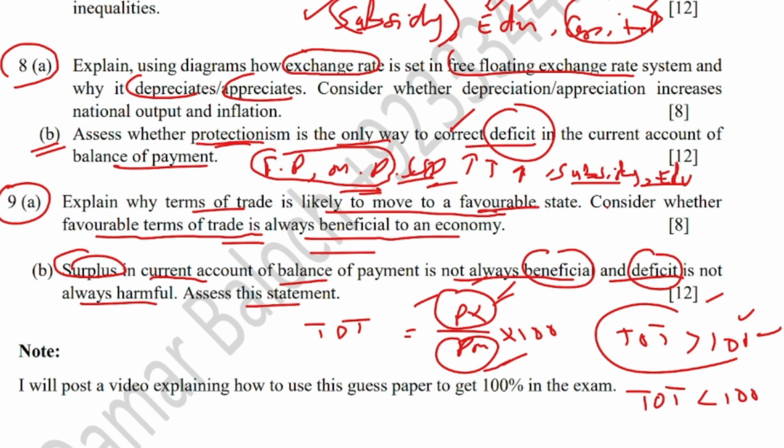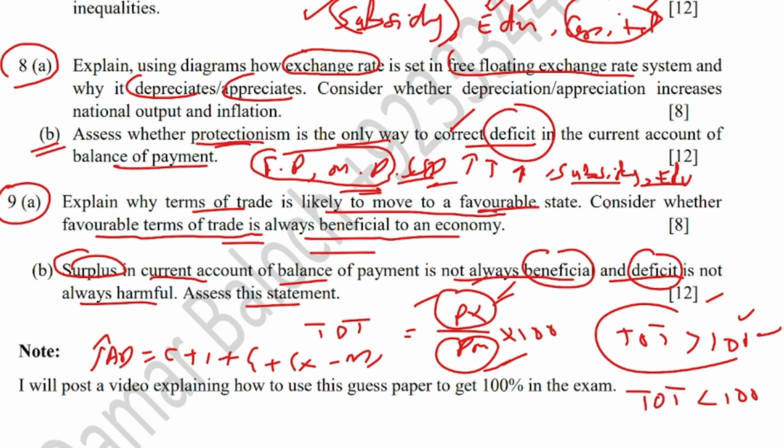Surplus is when exports are more than imports, or the inflow of money is more than the outflow of money from the country. It is beneficial because it increases aggregate demand, employment and economic growth. These are the benefits of a surplus. But it causes demand pull inflation in the country, because aggregate demand increases. Aggregate demand is equal to C plus I plus G plus X minus M. So if X minus M is positive, aggregate demand will increase, and when aggregate demand increases, it causes demand pull inflation.